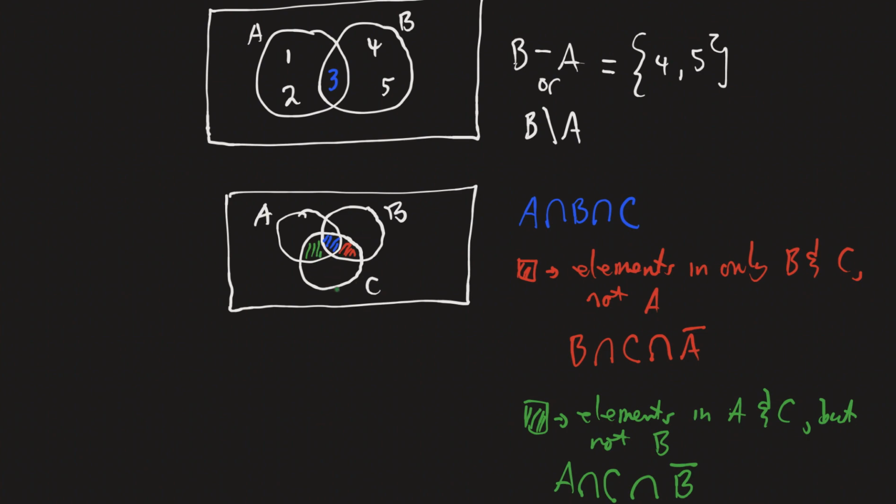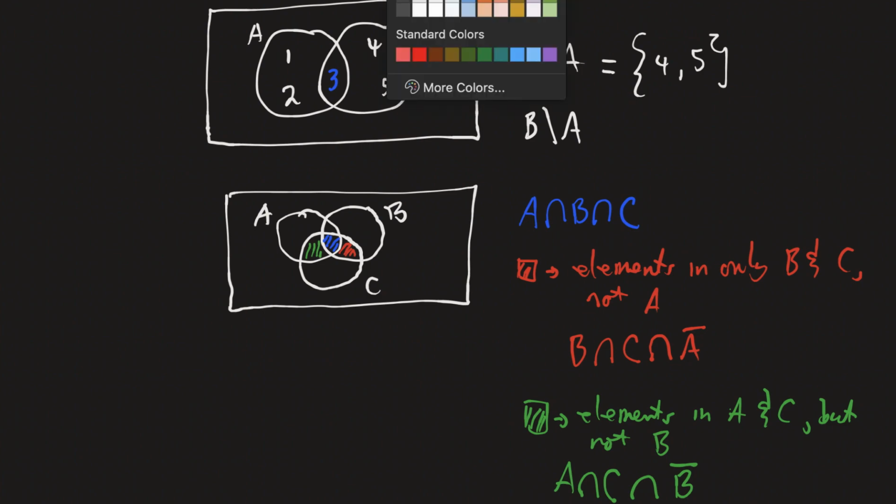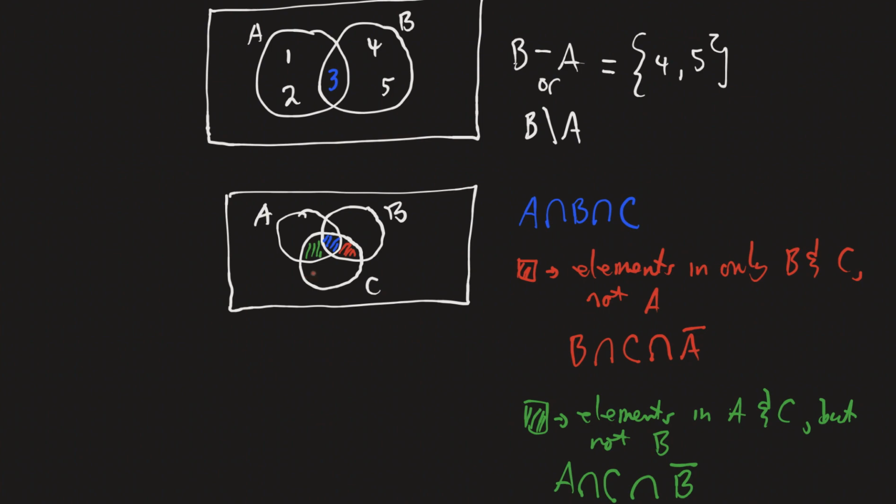So I'll do one more, and for this I need a different color. So let me try orange. So let's say I wanted just this. The orange region here would represent elements only in C, right? Only in C. So C alone, no other set. So that would be C and not A and not B.